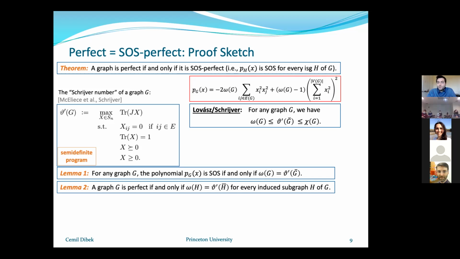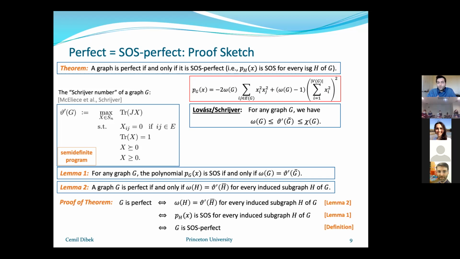So I will tell you, of course, about these lemmas, but if you believe these two lemmas for a moment, then the proof of the theorem follows immediately because G is perfect if and only if, by lemma 2, the clique number and the Schrijver number are the same for every induced subgraph, which holds if and only if, by lemma 1, P_H(x) is SOS for every induced subgraph H of G, which is the definition of being SOS-perfect. Right, so if you believe these two lemmas for now, then the proof of the theorem follows immediately. Now I'll tell you about lemma 1 and lemma 2.